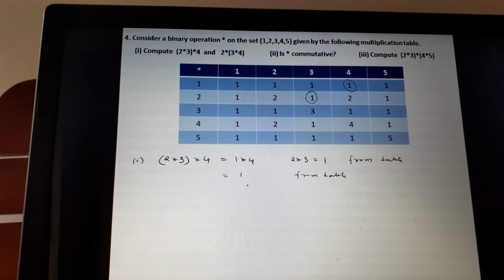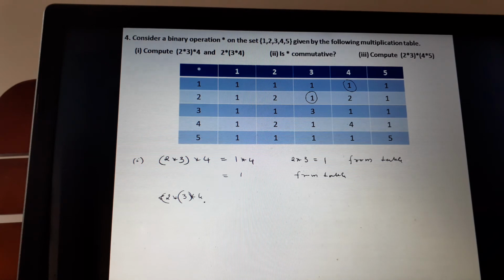So this is the value. So 2 star 3 star 4 is 1. Next we have to consider this also. That means we have to check actually associative or not for this pair. Therefore 2 star, then 3, then 2 star 3 star 4.